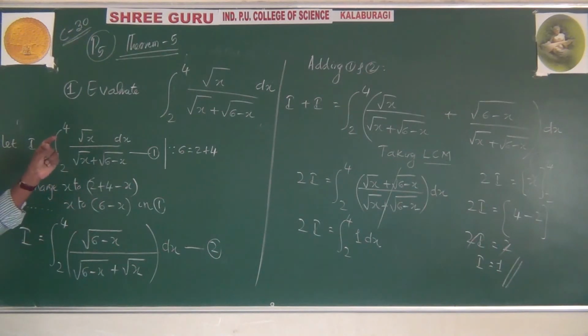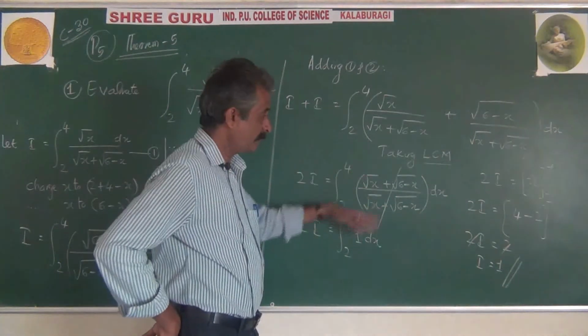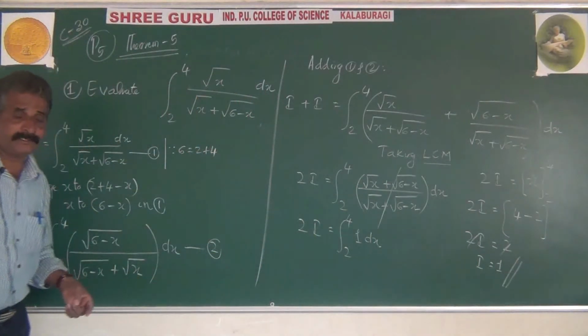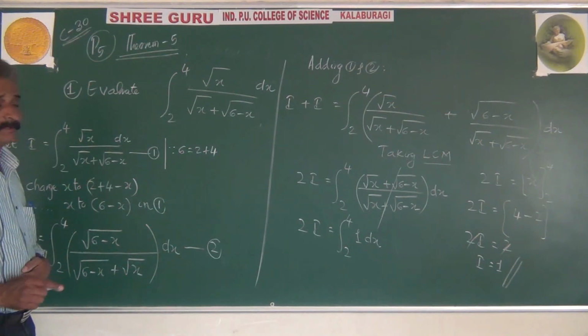Hope you followed this problem solving mechanism. First step, change x to a plus b minus x, means 2 plus 4 minus x, means 6 minus x. Then I becomes like this. Because these expressions are different, add them, take LCM, the full term will cancel out, 1 dx, integration of 1 dx is x. Put limits and simplify. Finally, the answer becomes 1.